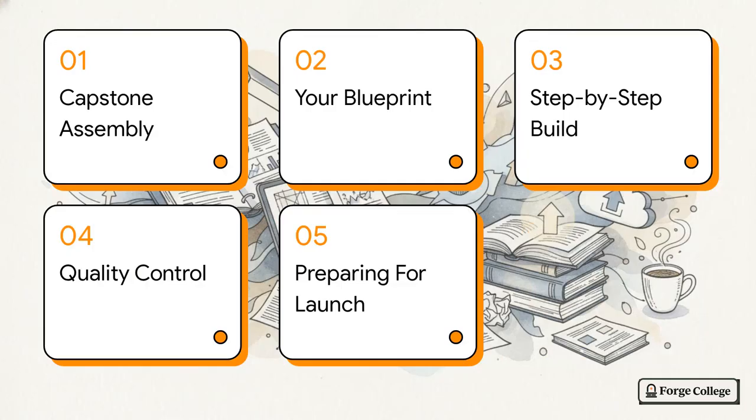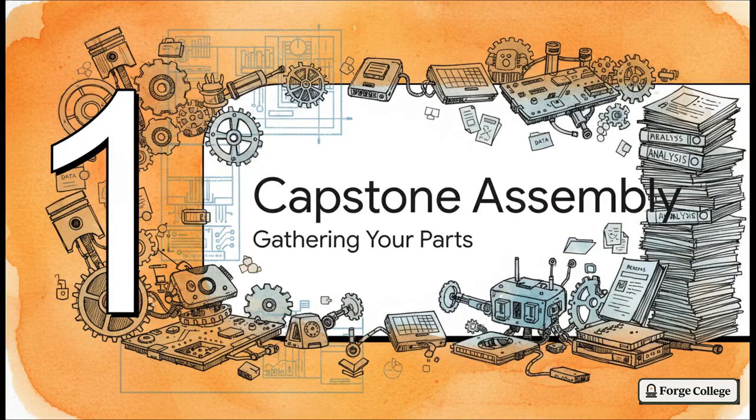So let's look at the master blueprint for today's assembly line. We'll start with the capstone assembly line, move into your final blueprint, go through a step-by-step report build, hit the quality control checkpoint, and finally, preparing for launch. Section 1. The capstone assembly line. Gathering your manufactured parts.